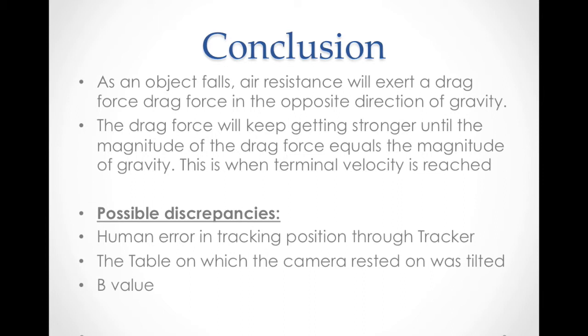Some possible discrepancies that might have happened in this lab are the human error in tracking the position through Tracker. Because my camera quality was not as great, it was hard to find the center of mass. Also, the table on which the camera rested might have been a little bit tilted, changing the position of the ball a little bit. The last thing that might have caused a discrepancy is the b value, which I found through trial and error. The value might have been a little bit higher or a little bit lower, but either way, it was very close to the real number.